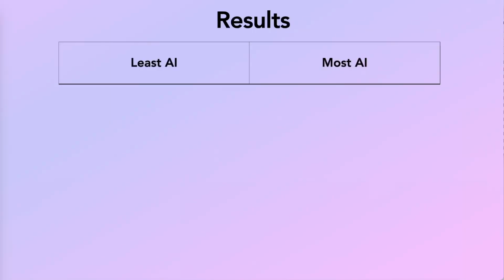So the results. We have the least AI groups and the most AI groups. Least AI groups, again, YouTube, Wikipedia, whatever, texts.